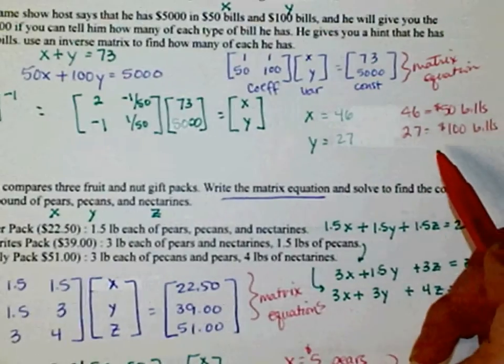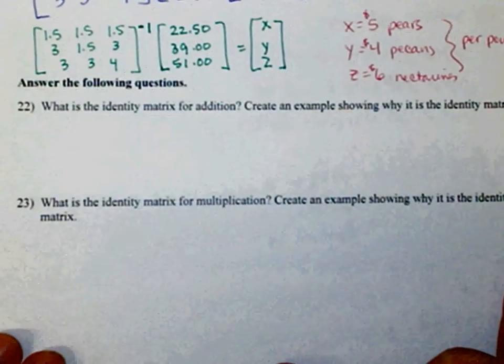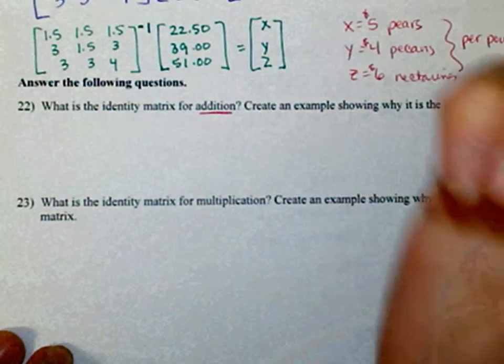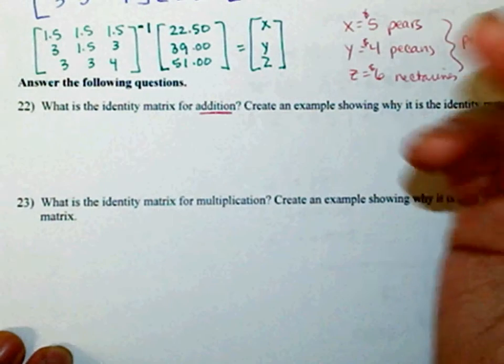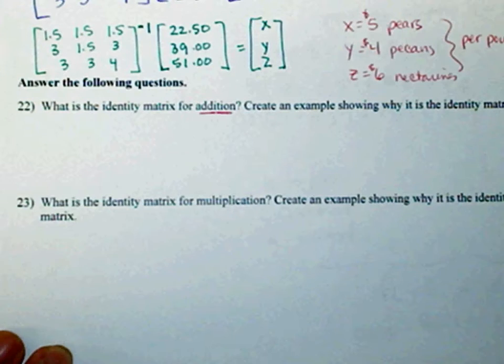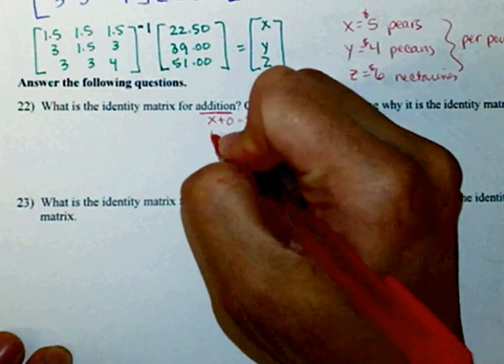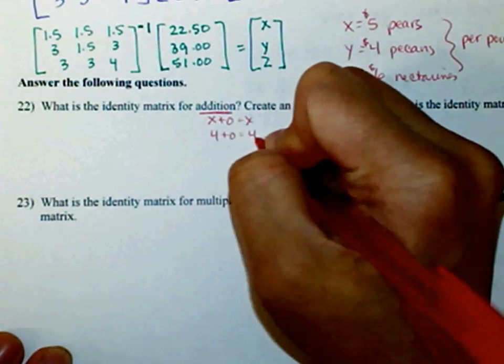Okay. Number 22 says, what is the identity matrix for addition? Now I want you guys to think about addition. Say for example, you add anything to 0, what do you get? Itself. Say you have x plus 0, that's x. 4 plus 0, that's 4. So anything plus 0 is itself.